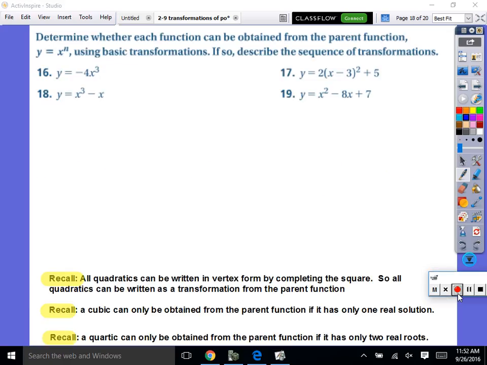Okay, here we go. It says, determine whether each function can be obtained from the parent function y is equal to x to the n using basic transformations. If so, describe the sequence of transformations. So looking at number 16, we would say yes, because this does look like a transformed cubic, except it's not shifted left or right, no shift up or down. There is a stretch of 4. Are you guys watching? Stretch of 4, and then it has a reflection over the x-axis.